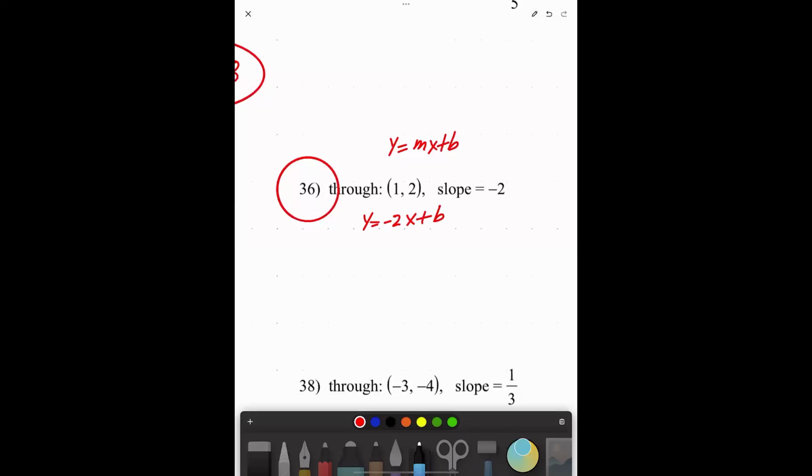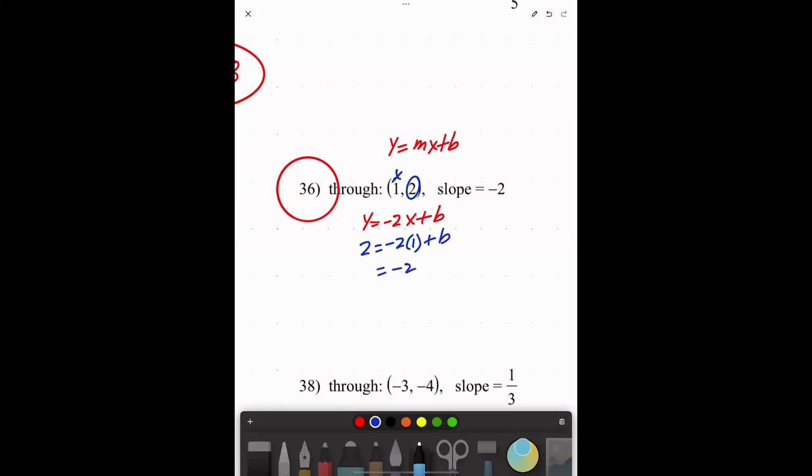Then we're going to use the coordinates. So this is going to be 1. Sorry, it's going to be the y value. It's going to be 2 equals negative 2 times the x, which is 1, plus b. So negative 2 times 1 is just going to be negative 2.